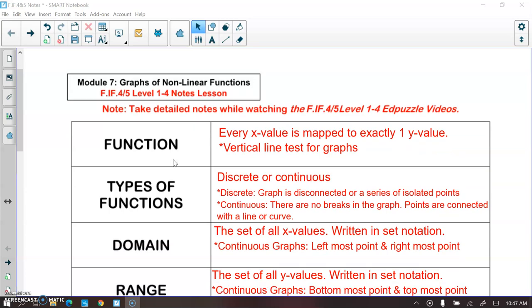So if you ever need to pause the video to write down the things that I have in each of these boxes, that would probably be a good idea, so make sure to do so. Okay, we are going to get started. Okay, so we're going to go section by section.